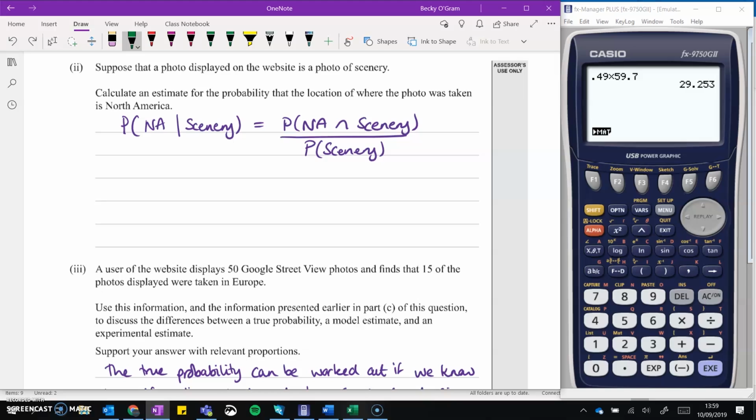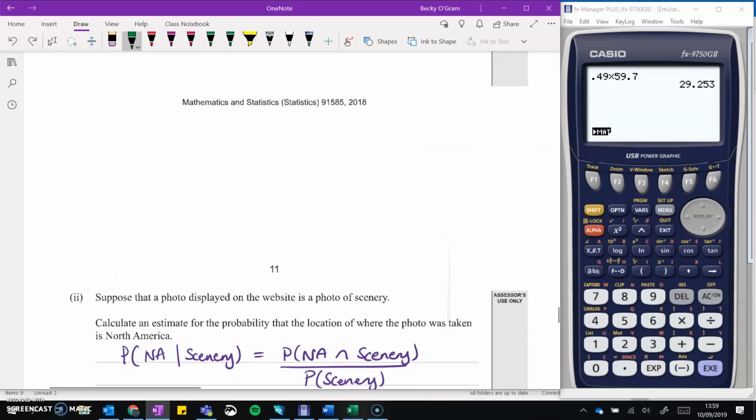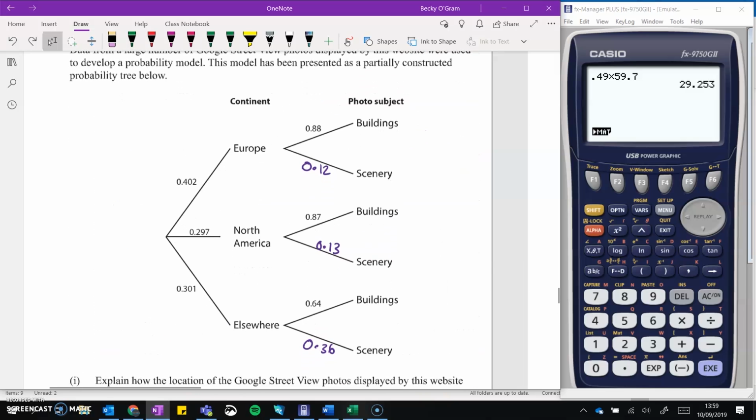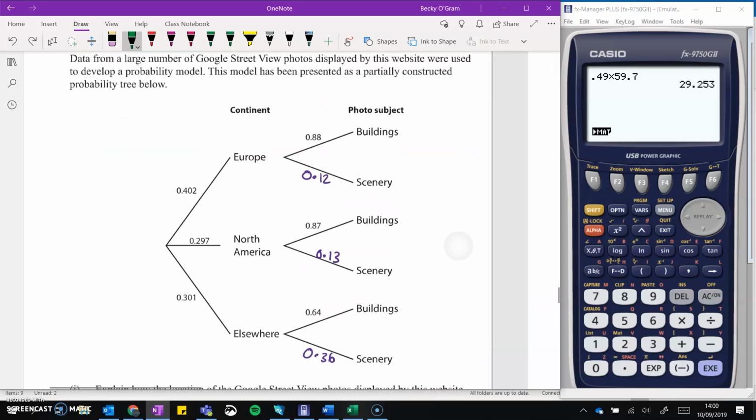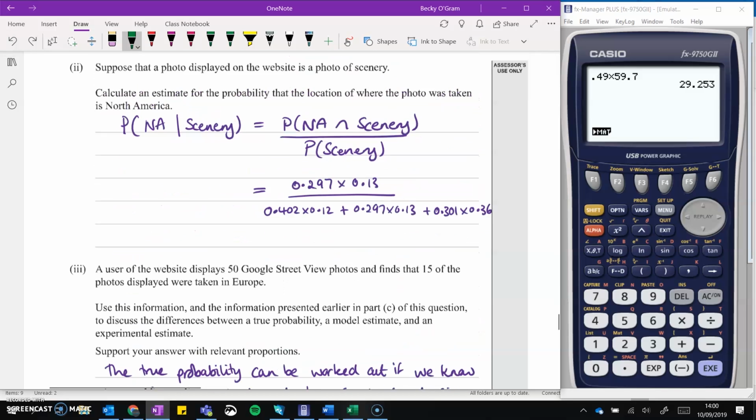So then we want the probability that it's from North America and of scenery. So North America and scenery, 0.297 times 0.13. And then the probability that it's of scenery, to go on the bottom of our fraction, is going to be all the branches that end in scenery. So Europe and scenery, North America and scenery, elsewhere and scenery, times those branches along the way, and then add the 3 of them together. So that comes to this bit down here, which gives us an answer of 0.198.